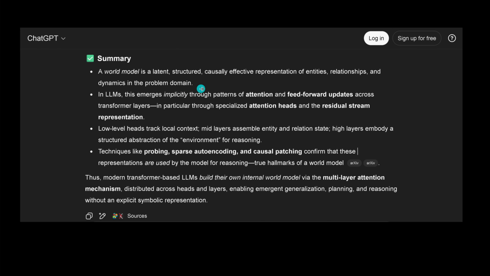It emerges implicitly through patterns of attention and feed-forward updates across all the transformer layers, and in the higher transformer layers through specialized attention heads and the residual stream representation. I tell you here, lower-level heads track the local context, mid-layers sample the entity and the relation state, and the higher layers embody a structured abstraction of the environment for reasoning and understanding. What would an action do if I now initiate an action with this particular environment? What would be the causal effect?